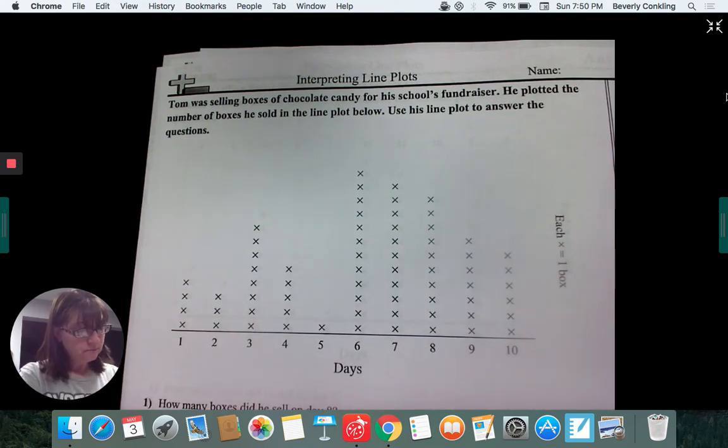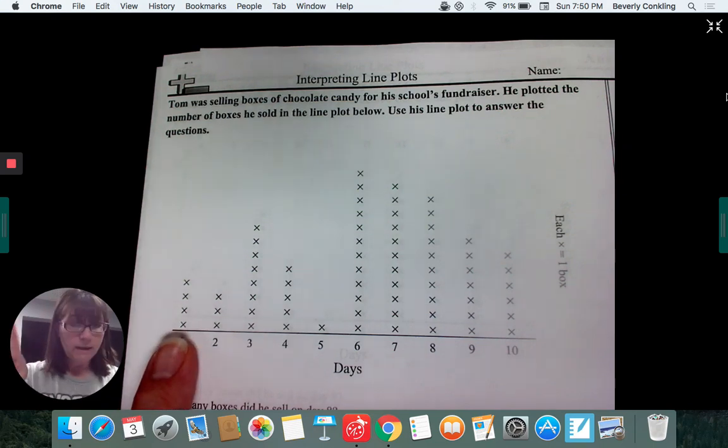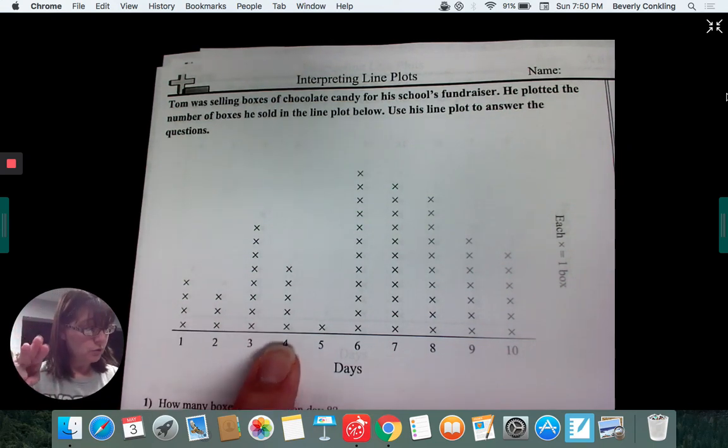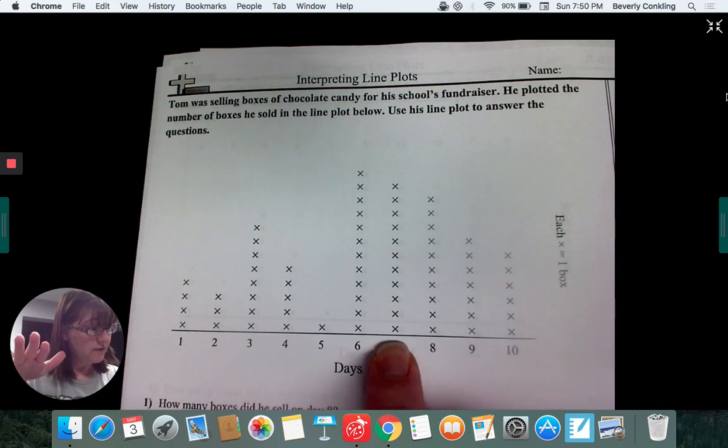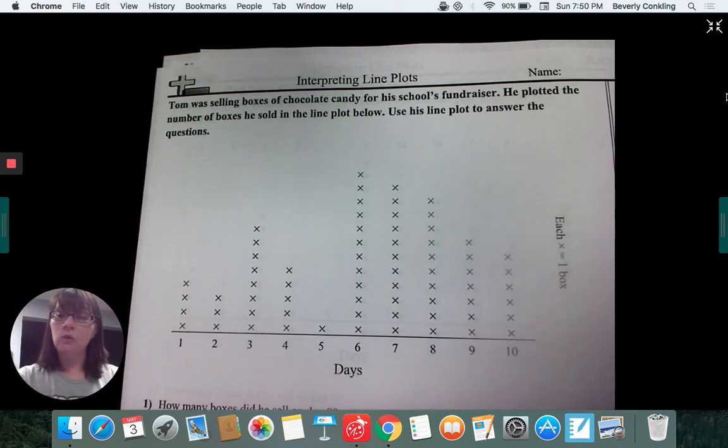How many days did he sell more than 3 boxes? Well, I just have to find the ones that have more than 3 X's. So here's 1 day, 2 days, 3 days, 4 days, 5 days, 6 days, 7 days, 8 days. Total of 8 days he sold more than 3 boxes.